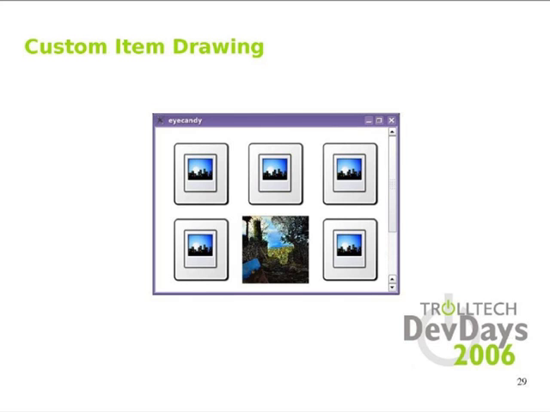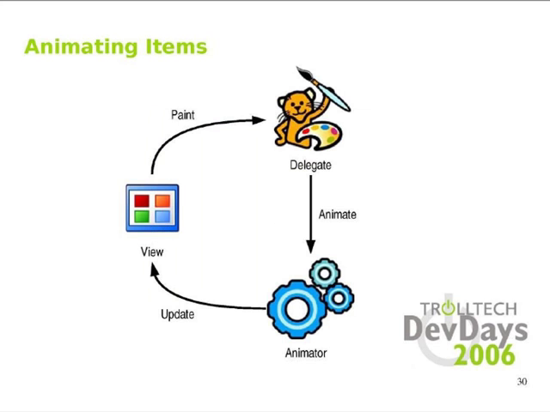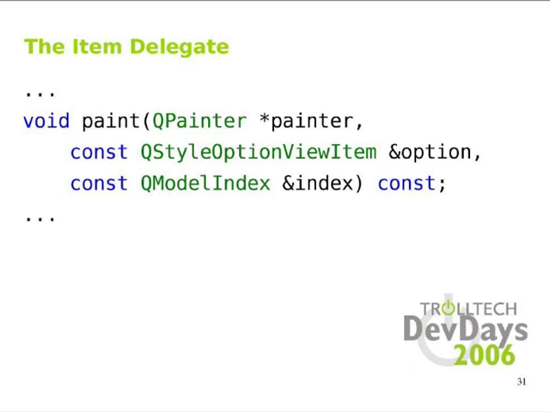Okay, so let me show you how I did this. What I did was that I have my own special delegate that has very simplified painting code and very simplified code for giving the size hint for an item, which is something you have to do. I also have a separate mechanism for handling the animation of each item. The painting code, this is what you will see in the header of the delegate. This is the paint function that you need to re-implement if you want to do special painting.